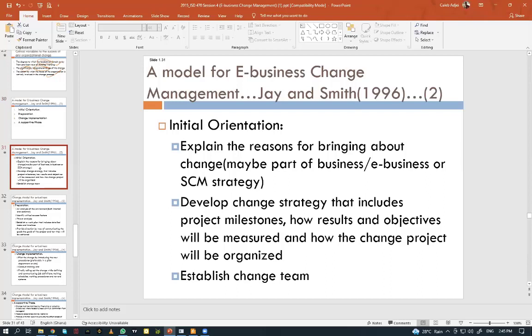What is the initial orientation? At the initial orientation, we explain the reason for bringing about the change. The people who you want to change from an old system to a new system, you need to explain to them why the need for the change. Because if we don't understand why we are changing, we don't see the essence of changing along. So develop a change strategy that includes the project milestones, how results and business objectives will be measured, and how the change project will be organized. And you establish a team that will help implement the change.